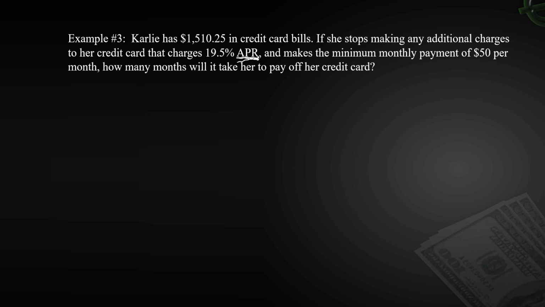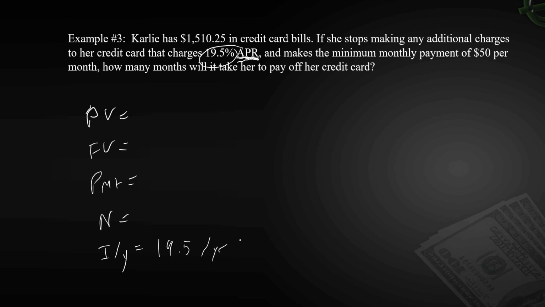And so let's go ahead and go through our steps on this problem. Step 1 is let's identify all our key pieces of data. So we have present value, future value, payment, and interest rate. Now let's identify each one. I always like to start with the easiest. So 19.5% interest rate, that's pretty easy to spot. That's per year.